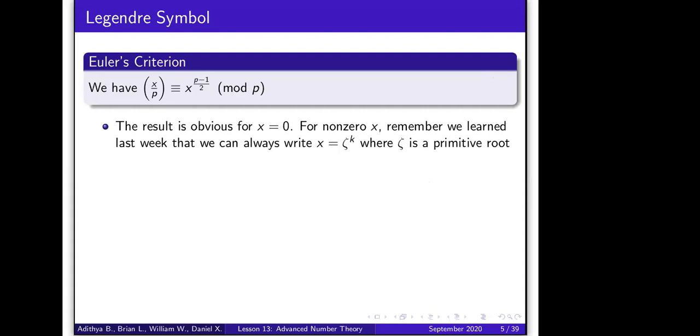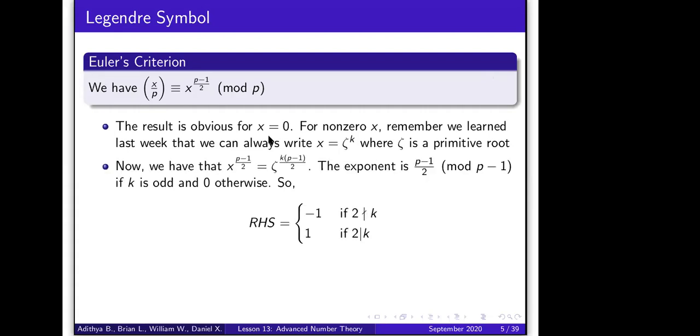So this is not that hard. I'll just go ahead and prove it. The result is obvious for x equals 0. And for non-zero x, remember we learned last week that we can always write x equal to zeta to the k, where zeta is some primitive root, and k is some number less than p minus 1. So now we have that x to the (p minus 1) over 2 is zeta to the k times (p minus 1) over 2 by exponent properties.